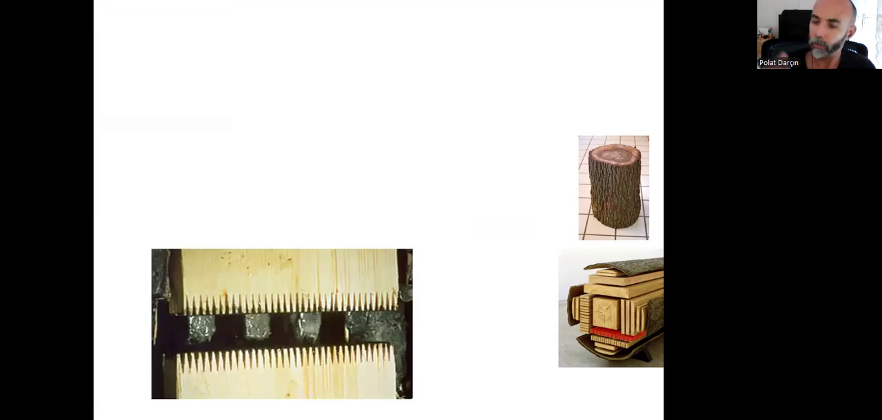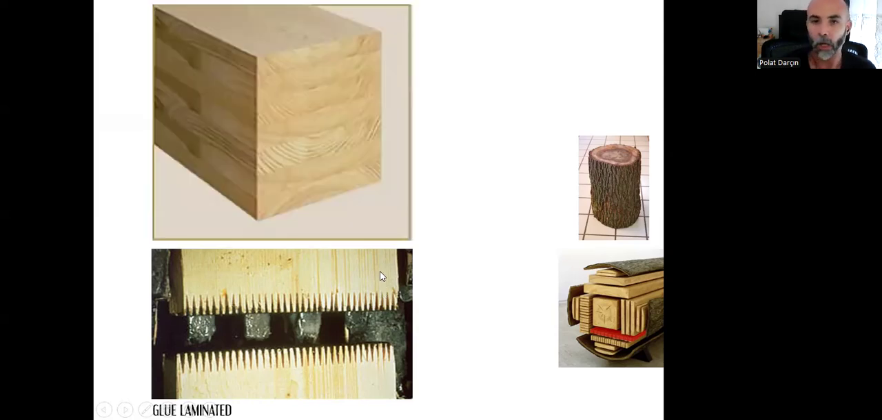Or we can have smaller, much smaller pieces, and we can shape them into this jigsaw shape, and we can glue them to each other under temperature, under heat and pressure, and create much bigger beams and columns like that. And that's called the glue laminated timber.